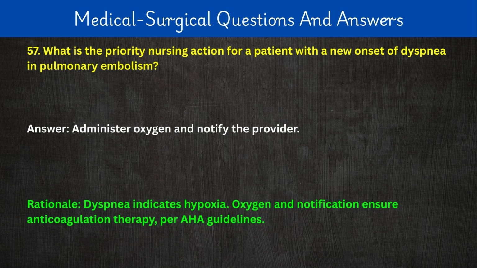57. What is the priority nursing action for a patient with a new onset of dyspnea in pulmonary embolism? Answer: administer oxygen and notify the provider. Rationale: dyspnea indicates hypoxia. Oxygen and notification ensure anticoagulation therapy, per AHA guidelines.